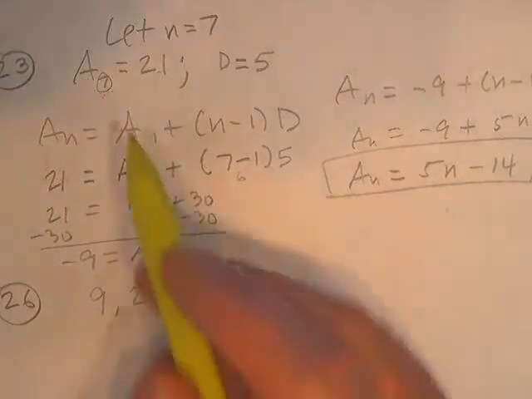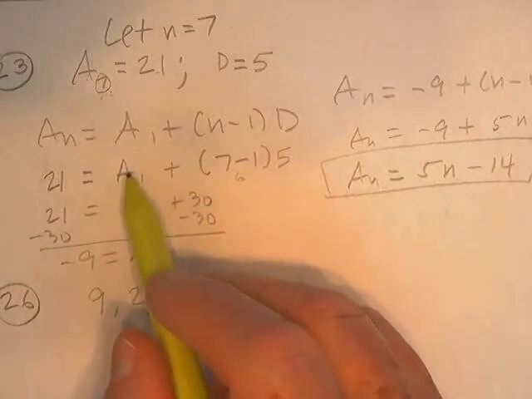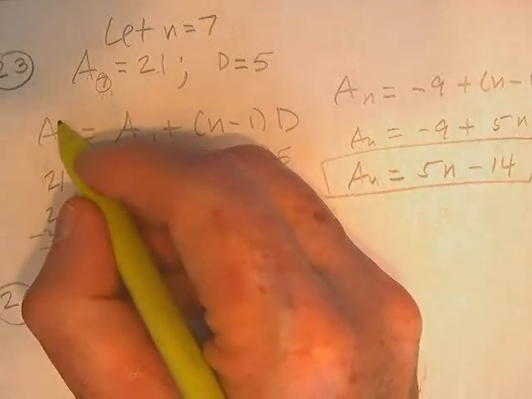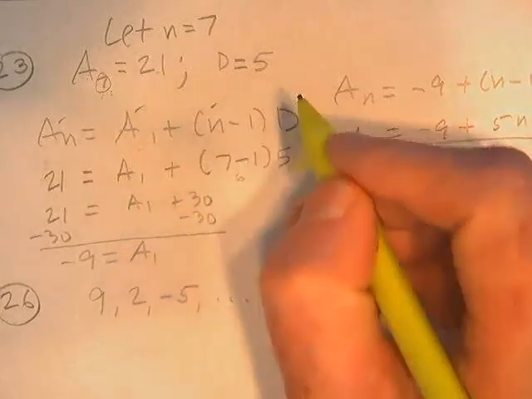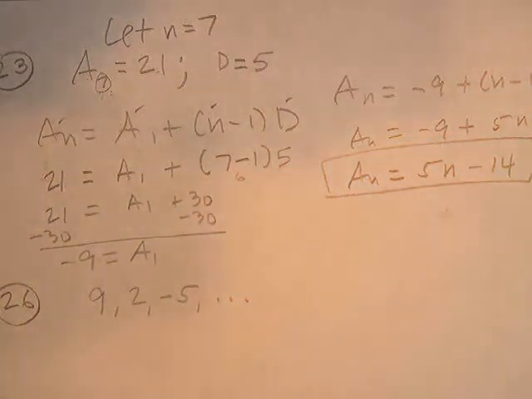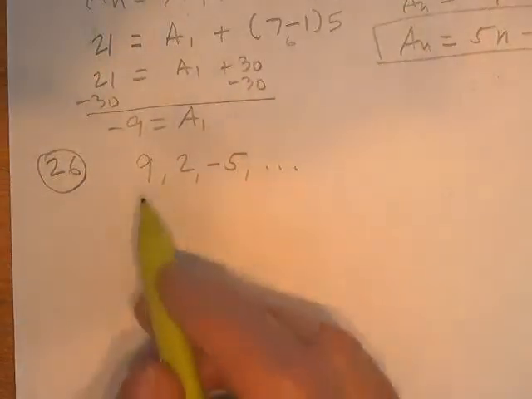So if they don't give you the first term, you're going to have to solve and find it. Well, think about this: 1, 2, 3, 4. You've got 4 variables in that formula. If you know 3 of them, you can solve for the 4th. Doesn't matter what it is. Let's go to 26.